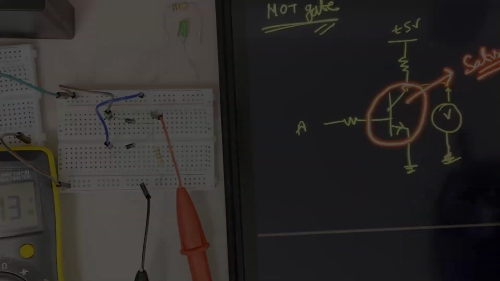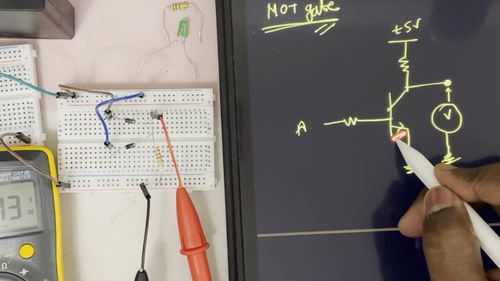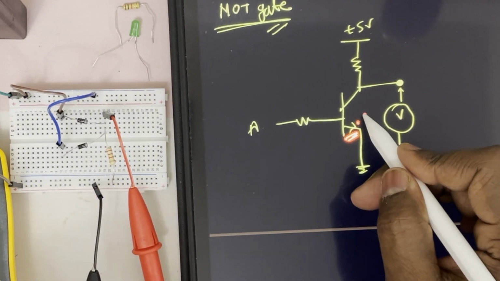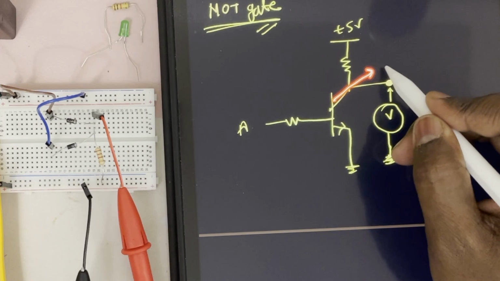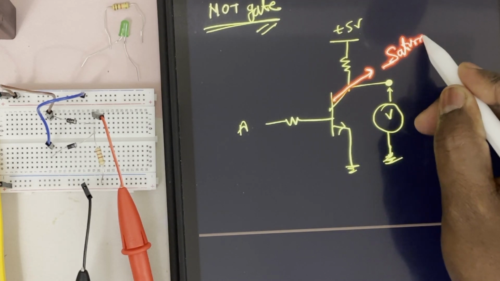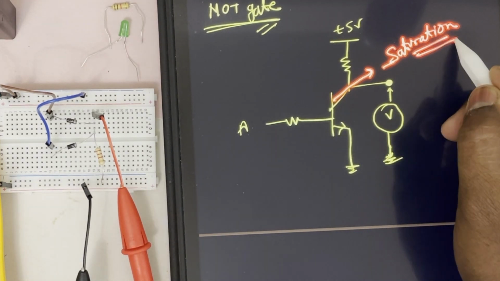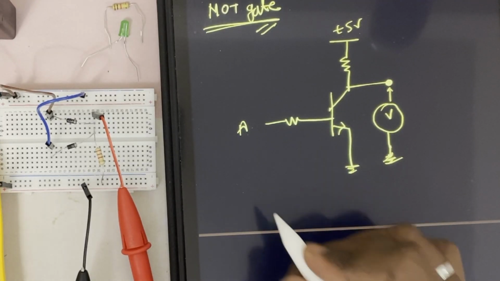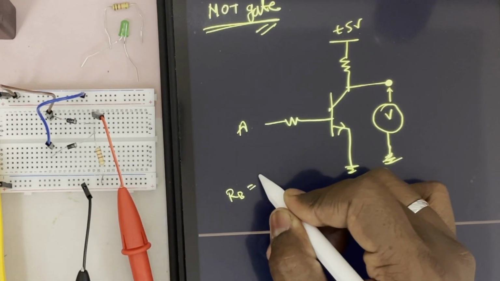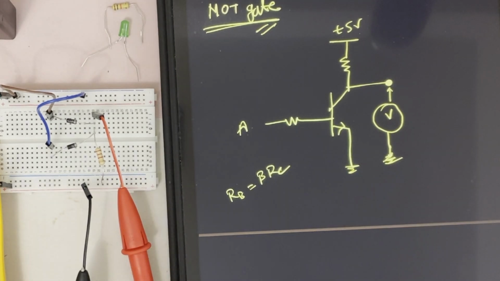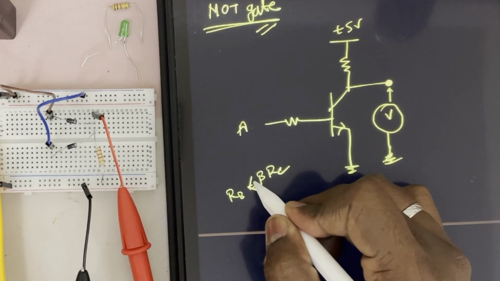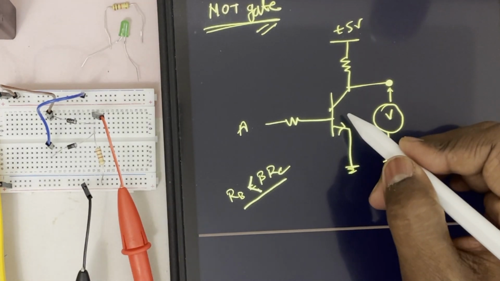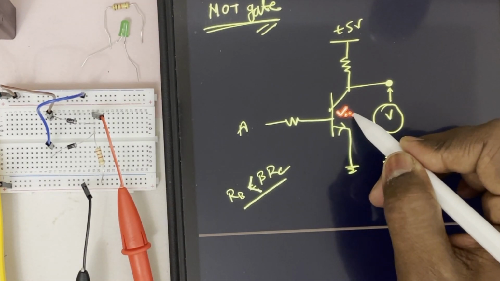Okay, if you want to make a NOT gate using a transistor, or if you want to use a transistor as a switch, then you need to use this transistor in the saturation region. For the saturation region, the one simple formula I'll give you: RB is equal to beta into RC. You should take the value of RB less than beta into RC, then this transistor will work in the saturation region.